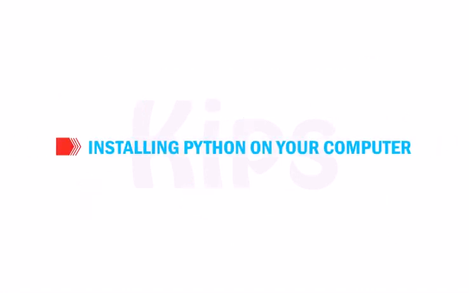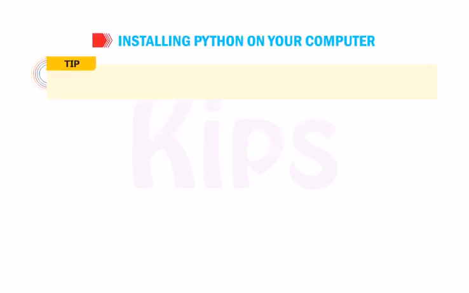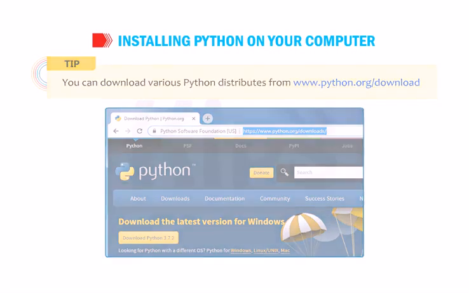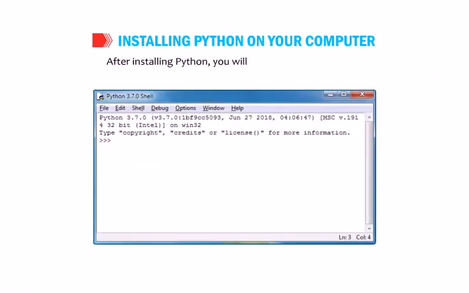Students, let us learn how to install Python on your computer. Let me share a tip with you. You can download various Python distributions from www.python.org/download. After installing Python, you will get the following screen.